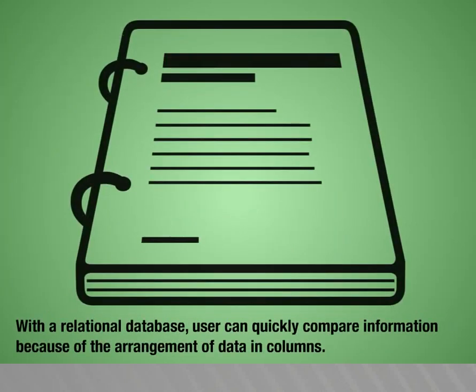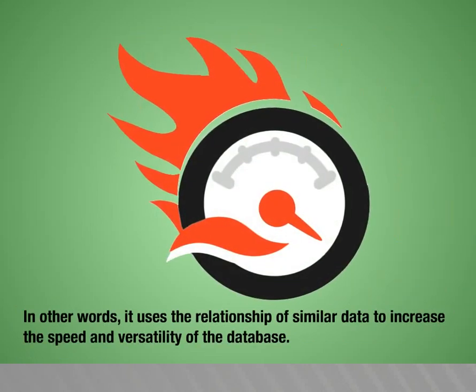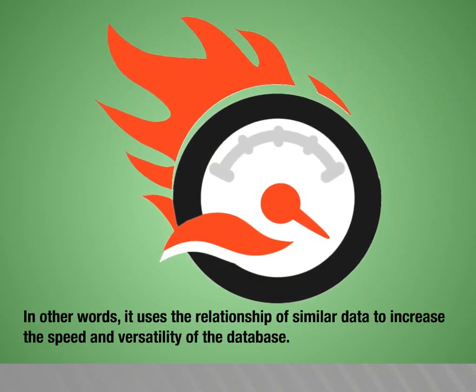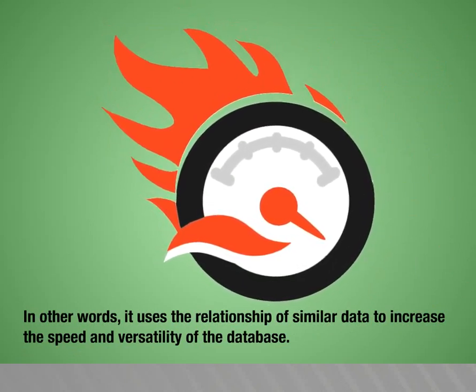With a relational database, user can quickly compare information because of the arrangement of data in columns. The relational database model takes the advantage of this uniformity to build completely new tables out of required information from existing tables. In other words, it uses the relationship of similar data to increase the speed and versatility of the database.